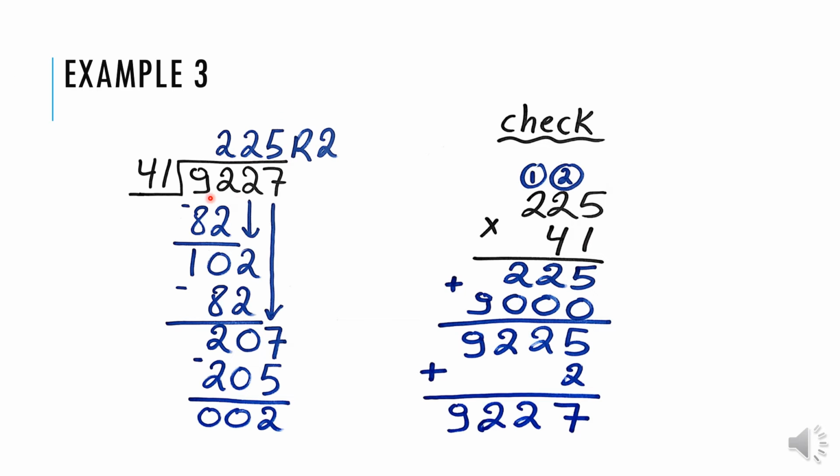123 is greater than 92, so I have to use the 41 times 2. What's 41 times 2? It's 82. 92 minus 82 is 10. Now you bring down the 2.